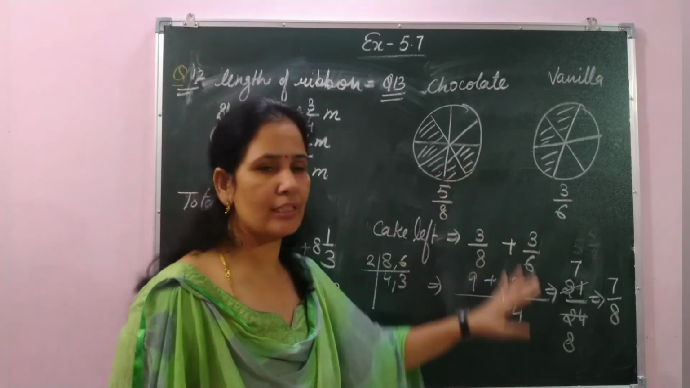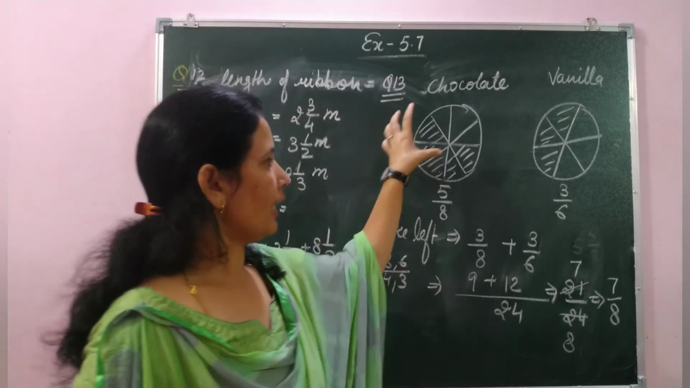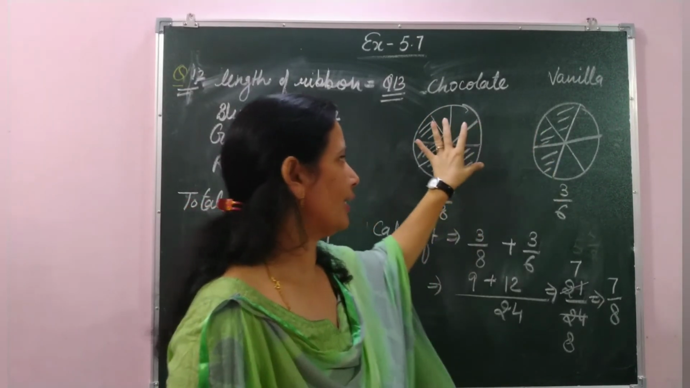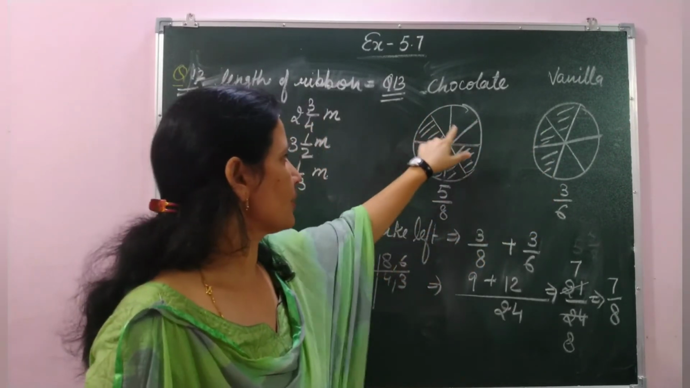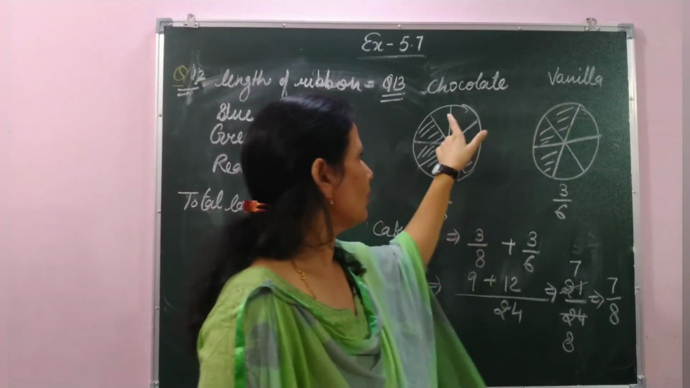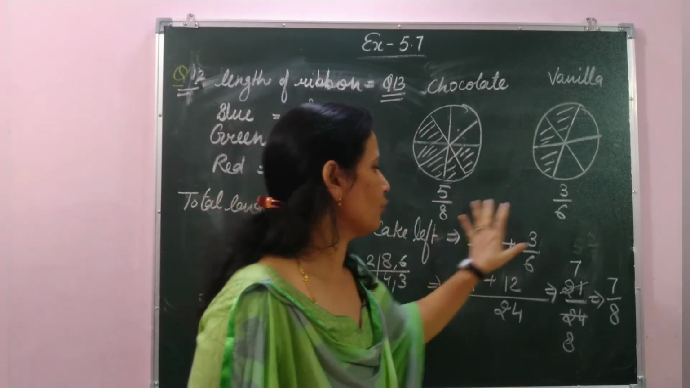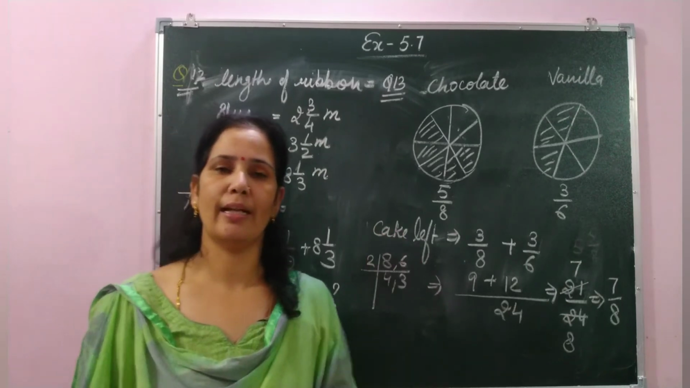So it's a very easy question, friends. Simple, they have given the cake and divided it into pieces, how many pieces they have consumed and how many pieces are left, and we have to find out the total cake left.